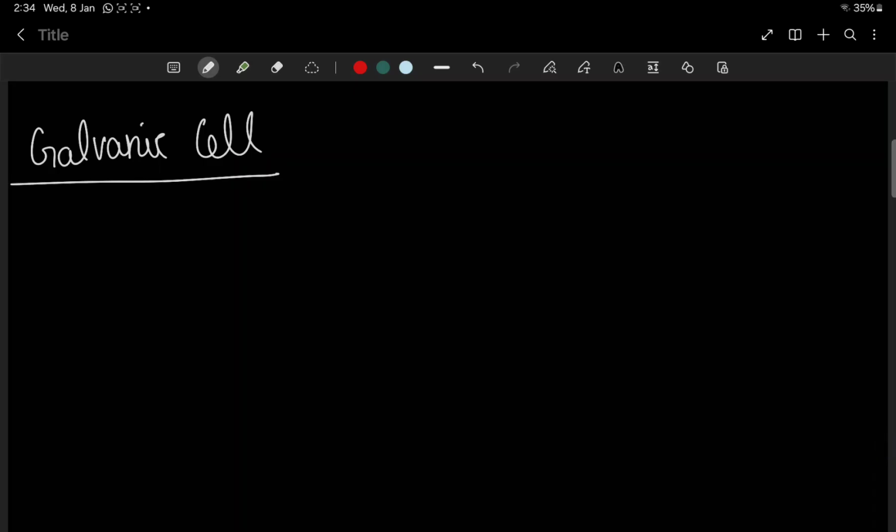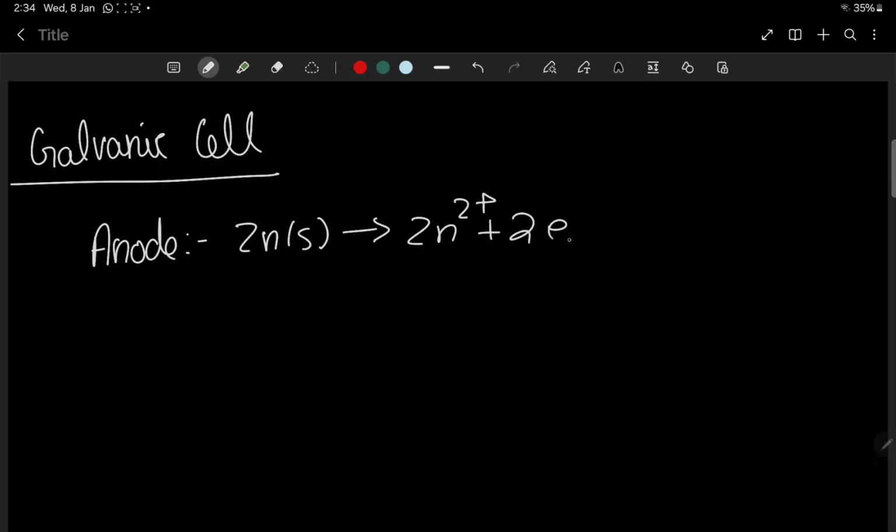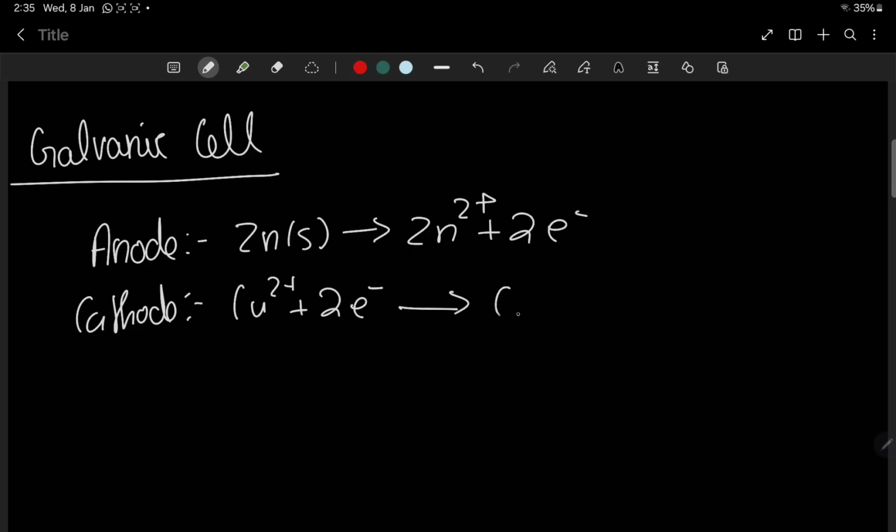Now in a galvanic cell, I will tell you what's happening in the anode, taking the example of a Daniel cell. In the anode, Zn solid is becoming Zn2+ and it's giving its 2 electrons. In the cathode, Cu2+ plus 2 electrons is becoming Cu solid. So this is happening in the reaction.